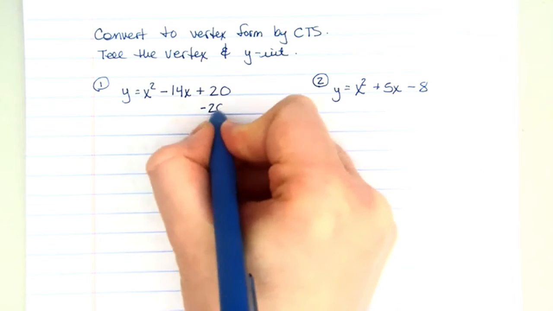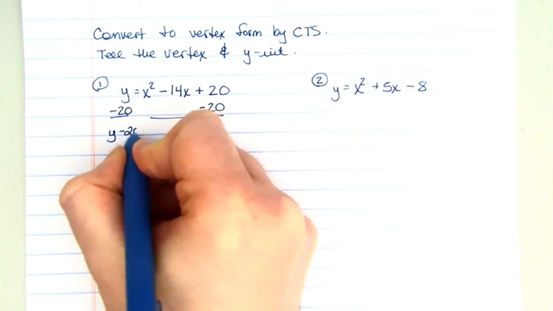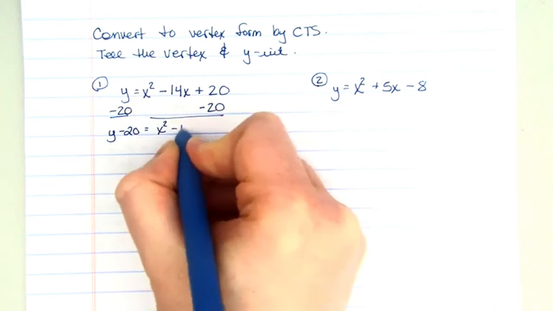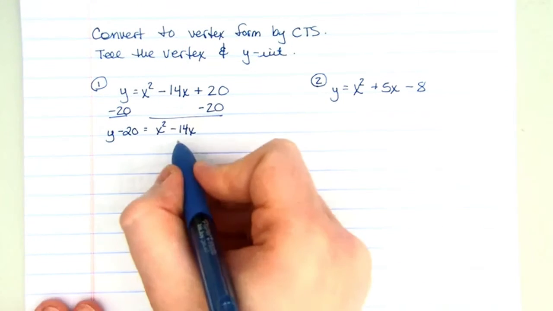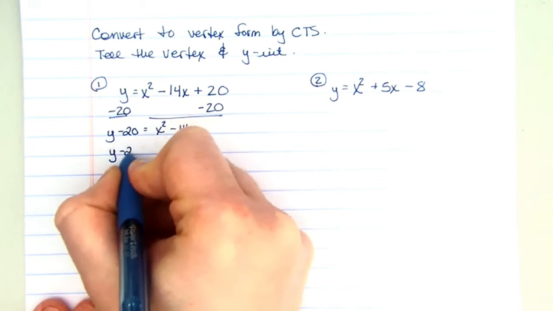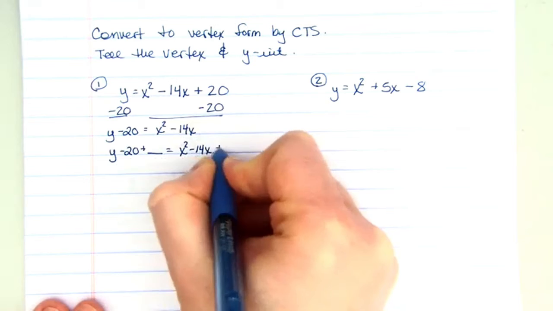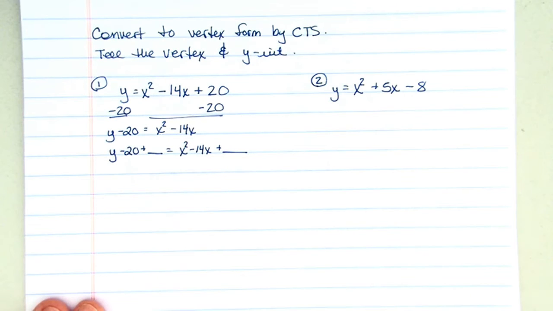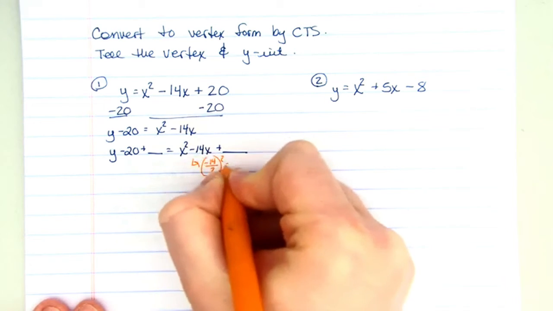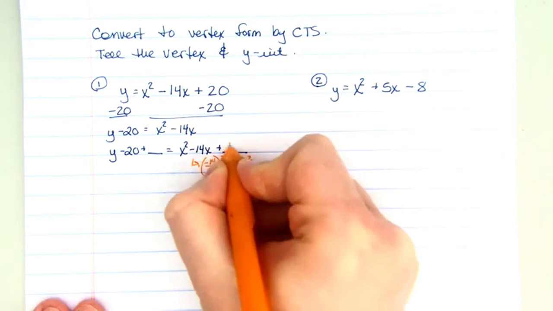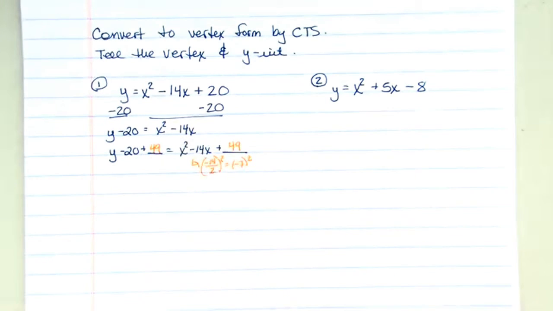Okay. X is on one side, y and the constant on the other. So subtract 20 from both sides. Y minus 20 equals x squared minus 14x. I now need to do half my middle number squared and add that to both sides. Half of negative 14 squared. That's negative 7 squared. That's 49. I'm going to add 49 on the right, add 49 on the left.